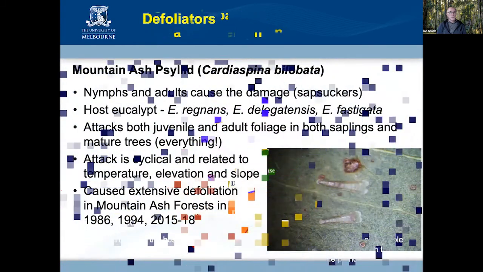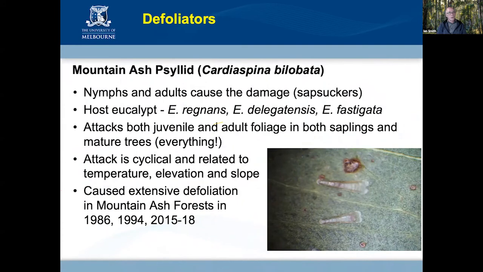This one, for instance, the mountain ash psyllid, Cardiaspina bilobata, is one where you get a lot of defoliation of the trees. It particularly affects regnans, delegatensis, and Eucalyptus fastigata. This particular psyllid affects both juvenile and adult foliage in saplings and mature trees. But attack is cyclical and related to temperature, elevation, and slope. It caused extensive defoliation in the mountain ash forests in 1986, 1994, and 2015 to 2018. In fact, it was first described in 1986.